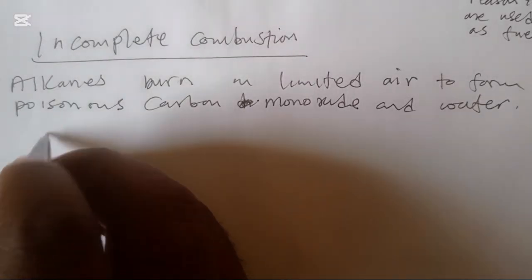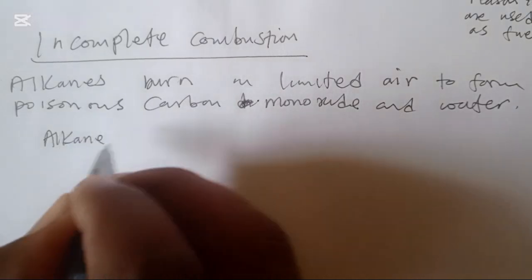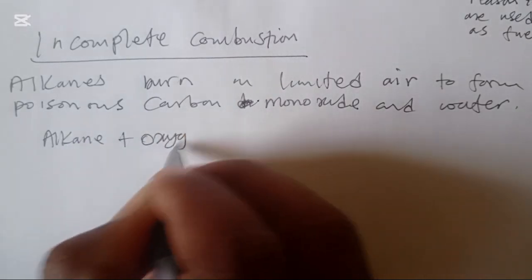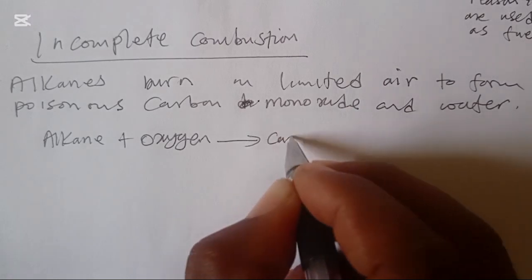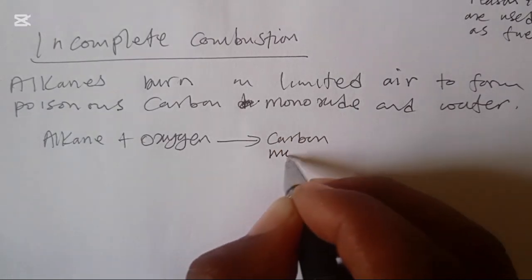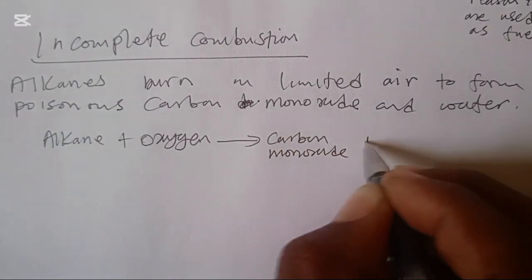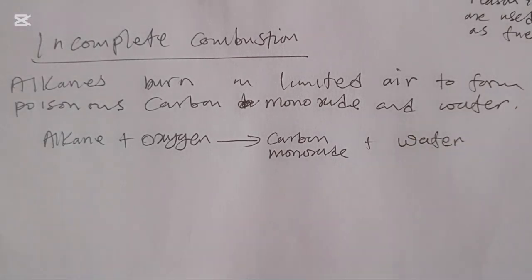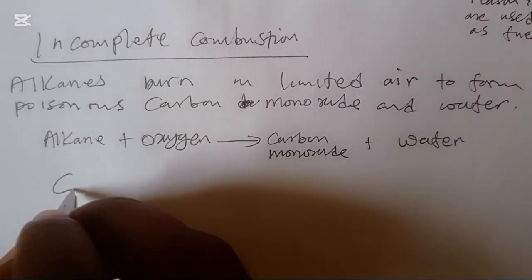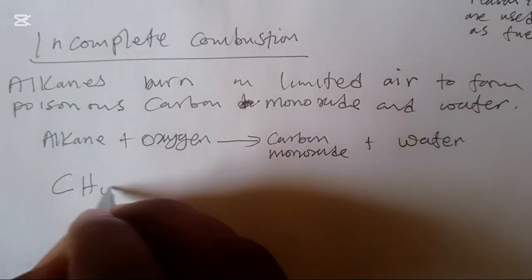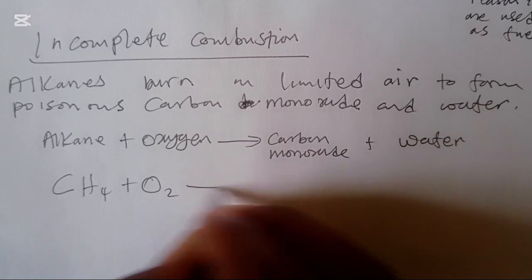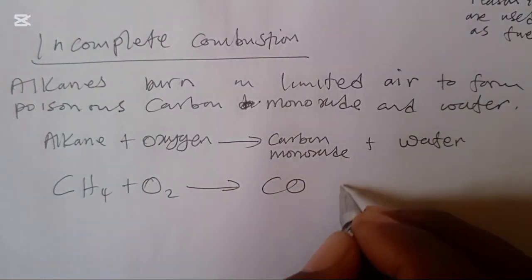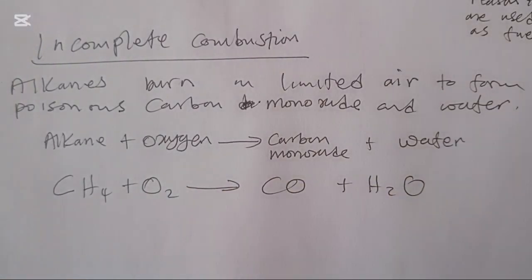So we have alkane plus oxygen. We have carbon monoxide plus water plus heat. So for example, we have methane plus oxygen. We have carbon monoxide plus water. So that is the balanced chemical equation.